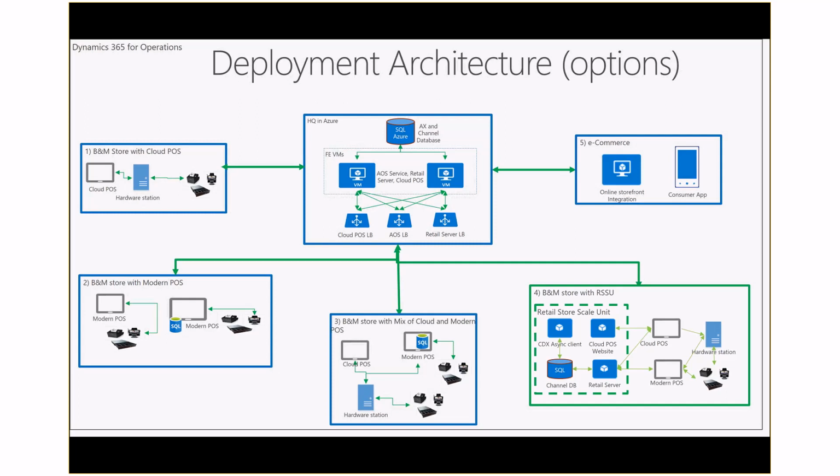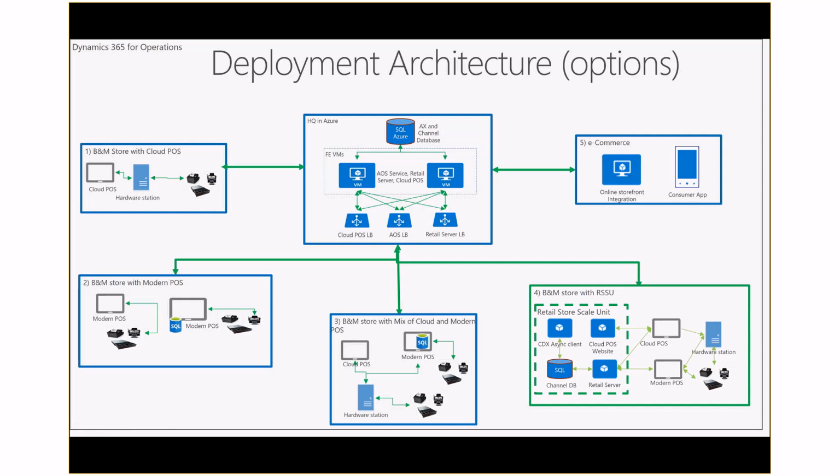The first scenario is on the left here. Number one, we see a simple brick and mortar store with Cloud POS. Let's say in this example we wanted to have the flexibility of different devices, say a different tablet with a different OS. So Cloud POS was chosen here. Since some special hardware seems to be required in this project or in the store, we have a hardware station at play as well.